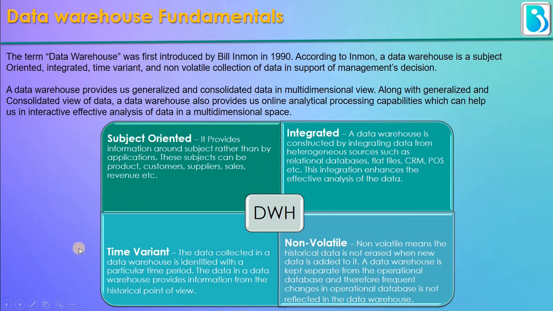The next feature is time variant. The data collected in a data warehouse is identified with a particular time period. The data in a data warehouse provides information from the historical point of view. Okay. The next feature is non-volatile. The data which is stored in the data warehouse is non-volatile. That means it cannot be erased. We can keep adding data to it. A data warehouse is kept separate from the operational database, and therefore frequent changes in the operational database are not reflected in the data warehouse.